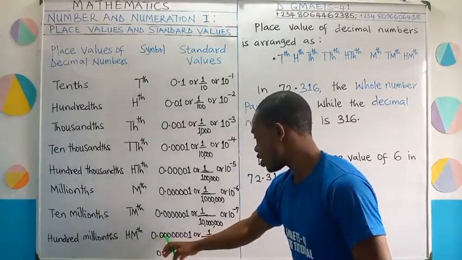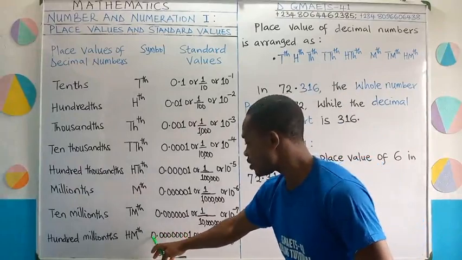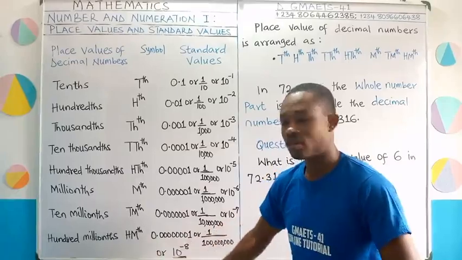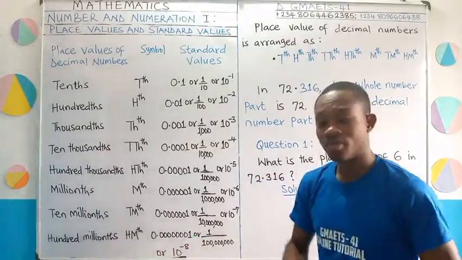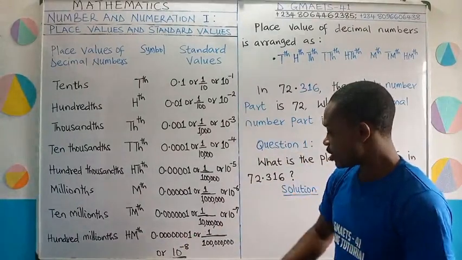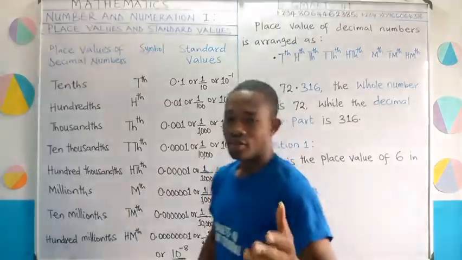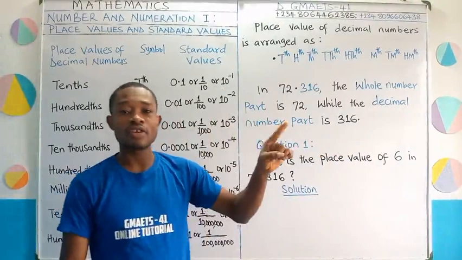1, 2, 3, 4, 5, 6, 7, 8 zeros. After the first zero, you put your decimal point. So you now have 7 zeros after the decimal point before the 1. But altogether, the number of zeros is 8. You can write it as 1 over 100 million. And then in powers of 10, you can write it as 10 to the power of minus 8.